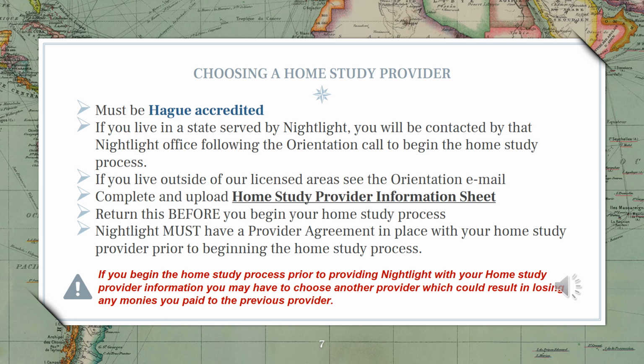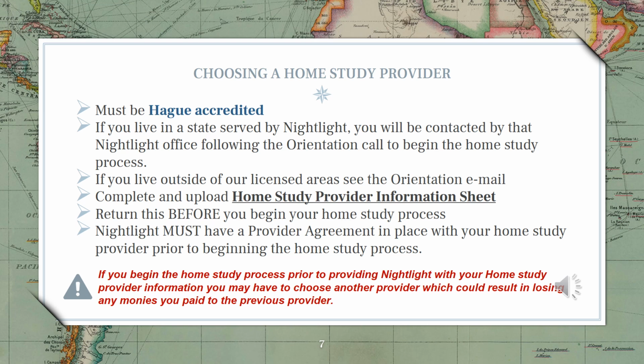If you live in a state served by Nightlight, you will soon be contacted by that office to begin the home study process. If you do not, there is more information to help you locate a Hague-accredited provider within the orientation email. You can click on the link where a list of Hague-accredited home study providers are listed by state, or you can contact me at jordan@nightlight.org, and I can also give you the names of agencies that we have worked with that are on our preferred provider list.